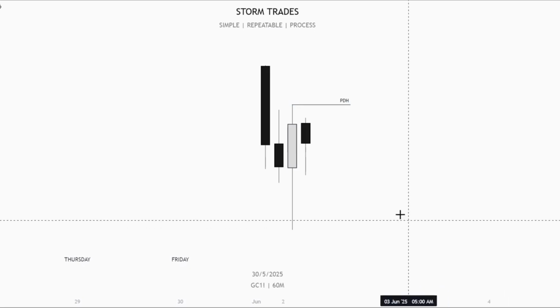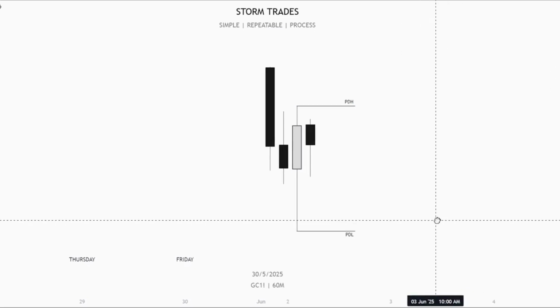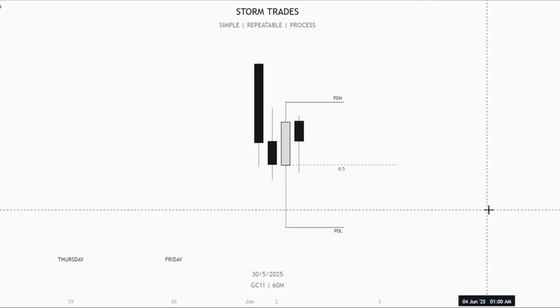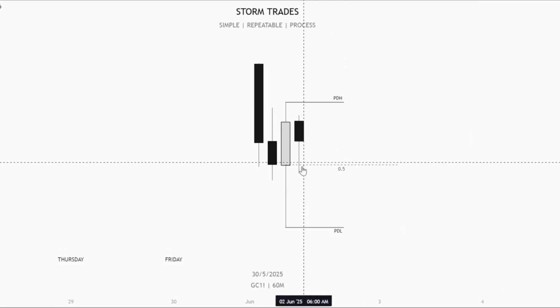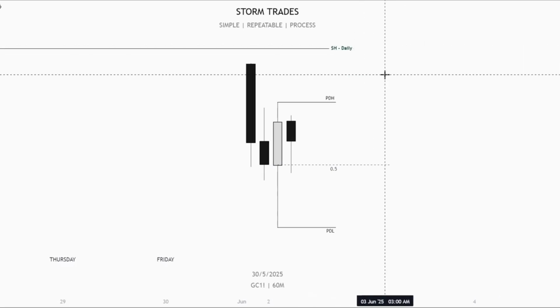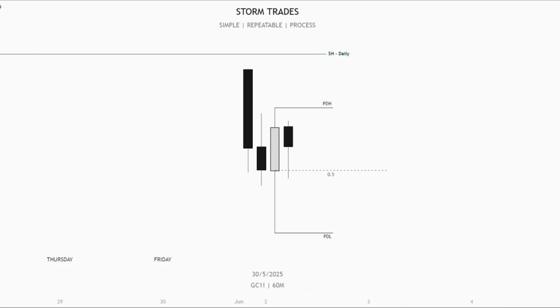Previous daily high. Yep. Previous daily low. And I want to run a fib from the previous daily candle just to sort of see where we're at. And I want to look at any external range liquidity. We have a swing high up here on the daily.